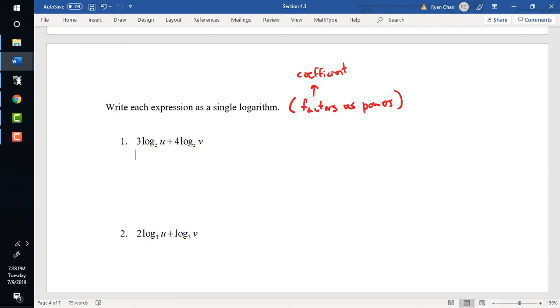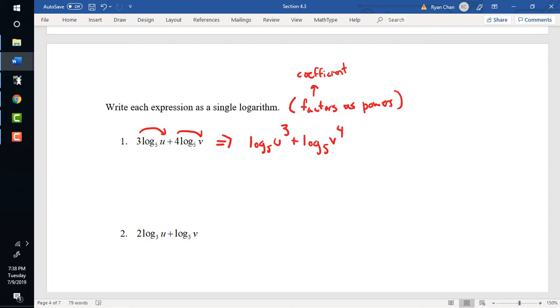But the issue at hand is, notice I have 3 and 4 in front. Because I have a 3 in front of my first log and a 4 in front of my second log, I actually can't combine them together. But what can I do? I realize I can take my coefficients and write them as powers. I move them back up. So it's going to look like this: log base 5 of u cubed plus log base 5 of v to the 4th.